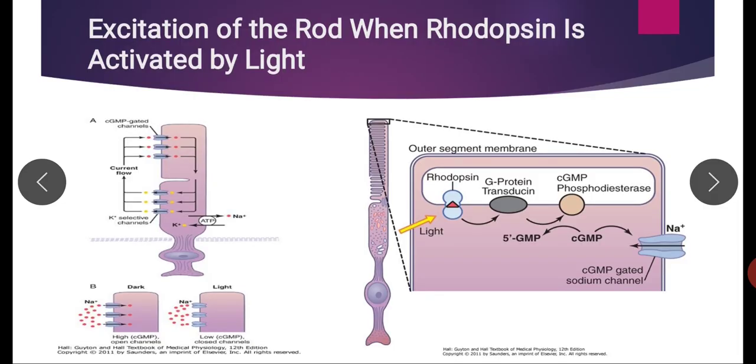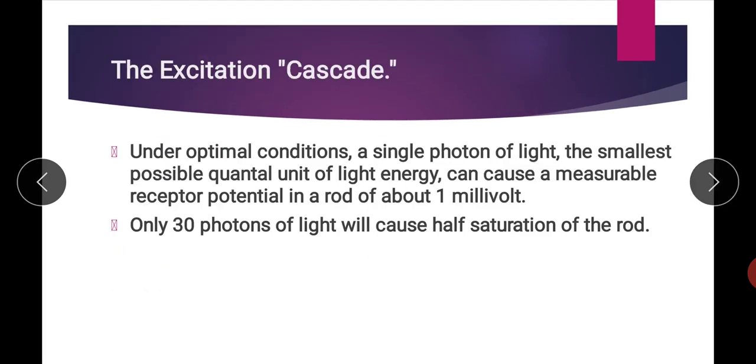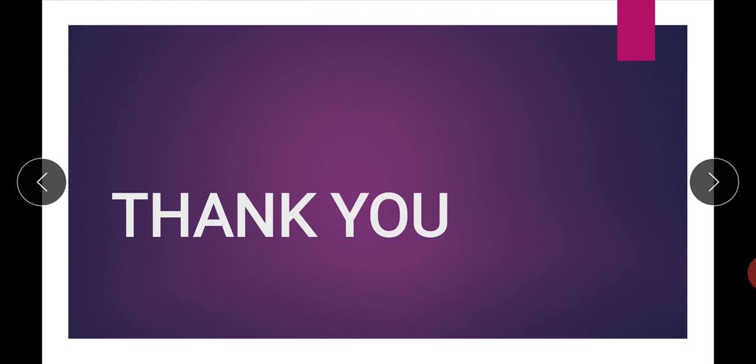So this is about the visual cycle, the generation of receptor potential, and the overall photochemistry of vision.